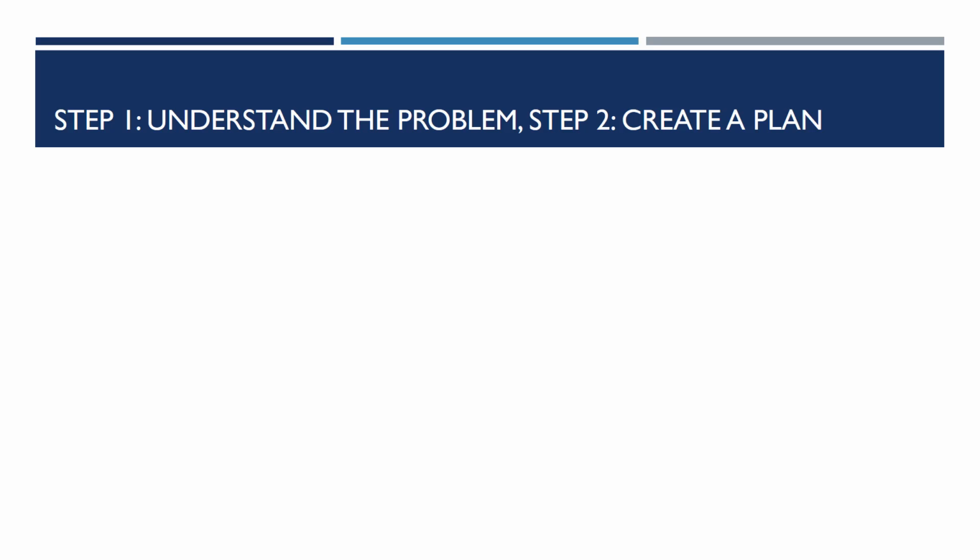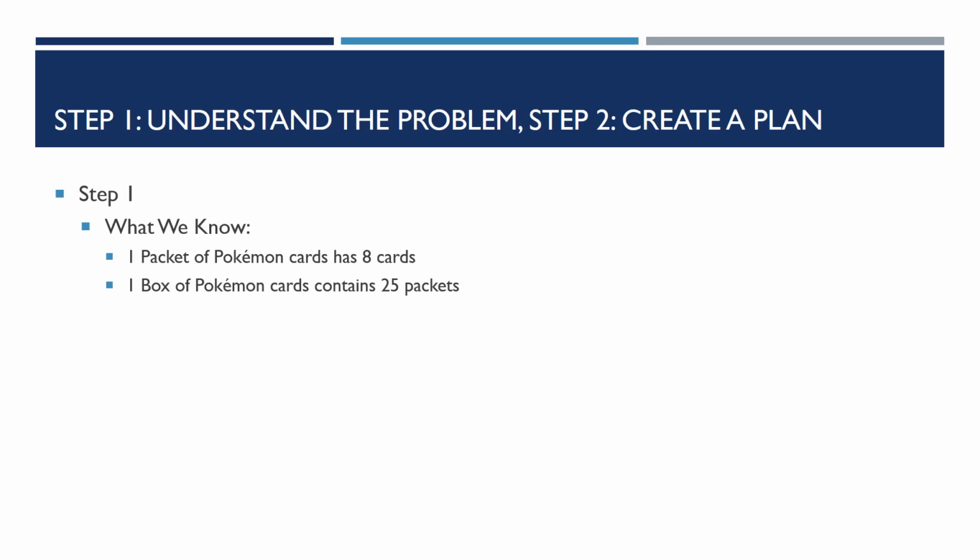Let's work on step 1 and step 2. Step 1. First, we need to write out what we know. We know that one packet of Pokemon cards has 8 cards, and that one box of Pokemon cards contains 25 packets. Now, let's write out what we don't know. What we don't know is how many trading cards are in a box.